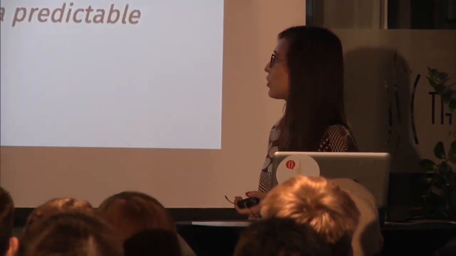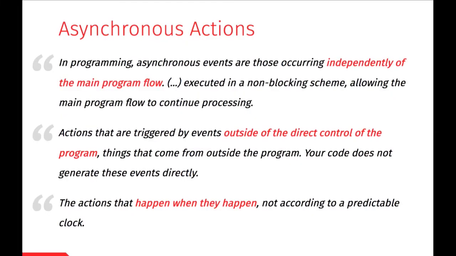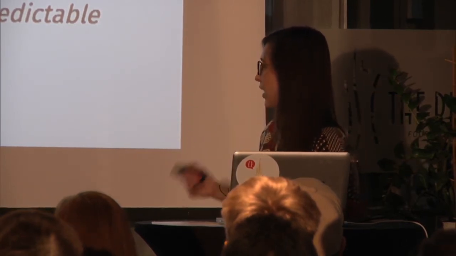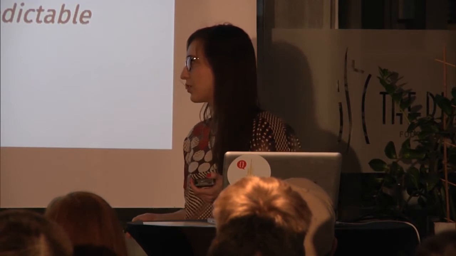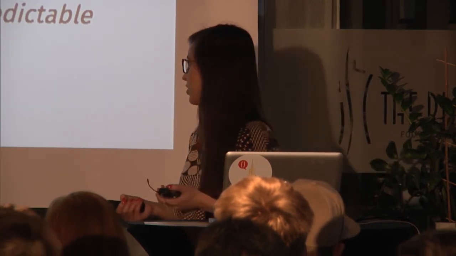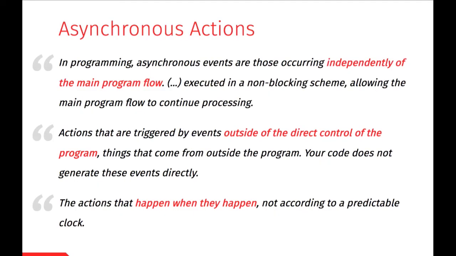Okay, so switching to the subject of this presentation, when I was preparing, I was looking for definitions of asynchronous actions, and the most straightforward ones I found on our beloved source of advice, which is Stack Overflow. The first two definitions tell us that asynchronous actions are the ones that happen independently of the main program flow, so they happen outside of the direct control of the program. The third definition, which I kind of like the most, tells us that these are actions that happen when they happen, so not according to a predictable clock. We actually have no control over them. We can just initiate them and wait for the result, for success or for a failure.